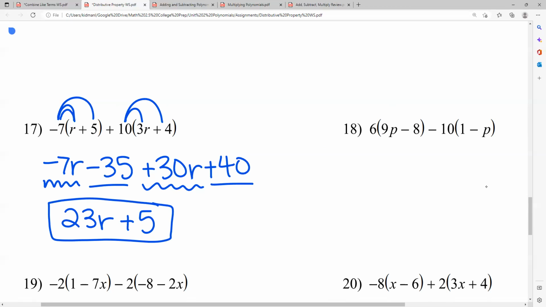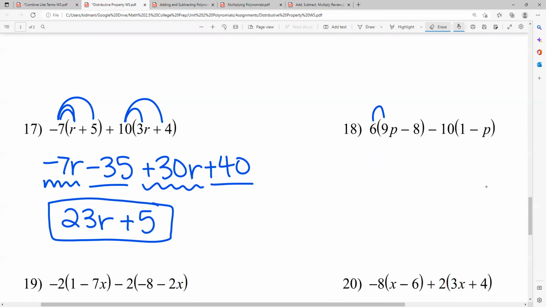So let's take a look at one more example of this. So 6 times 9 is going to be not 63. Oof, I can do math. 6 times 9 is going to be 54p. 6 times negative 8 is going to be negative 48. We're going to distribute this with that negative there.